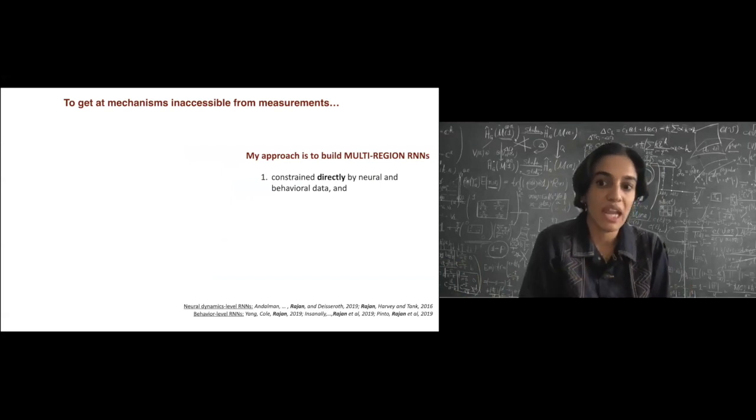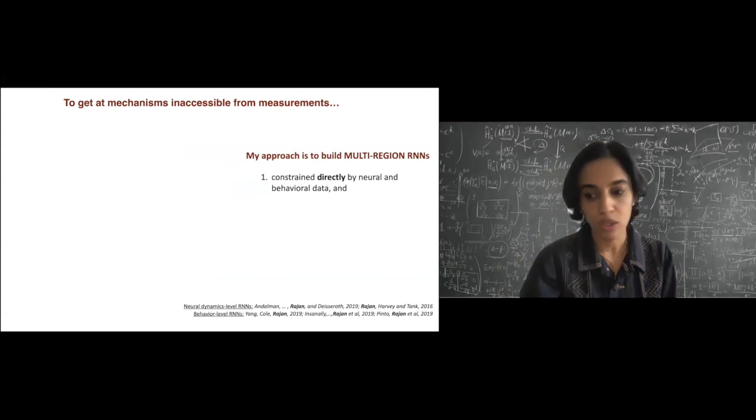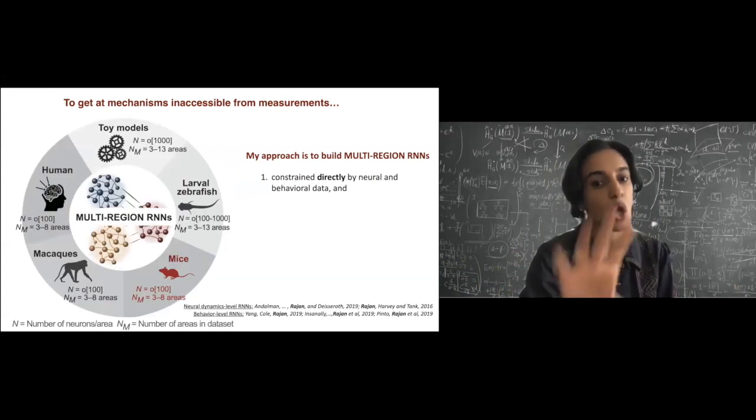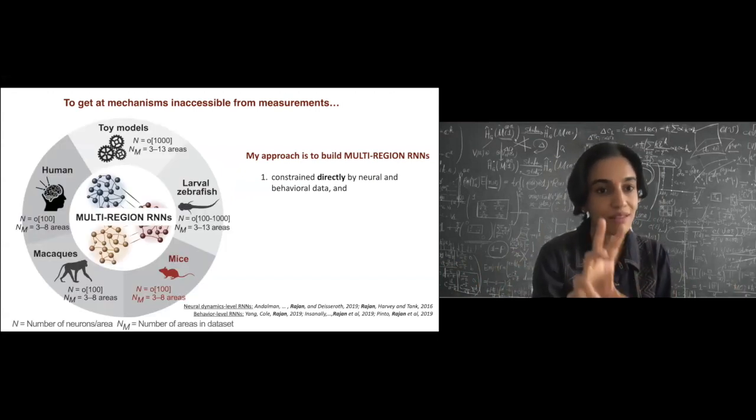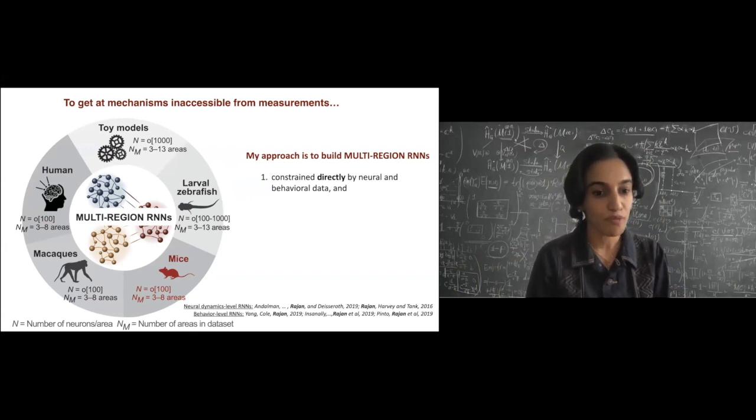And then see what you get, right? So I constrain these RNN models directly by neural and behavioral data. And I'm not going to talk about all of these examples today in this rather flashy diagram, but I want to give you a flavor of the types of data sets that we have access to.